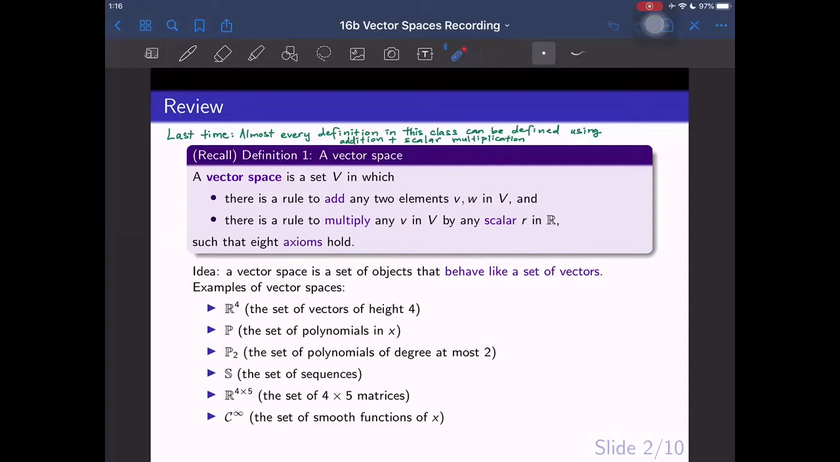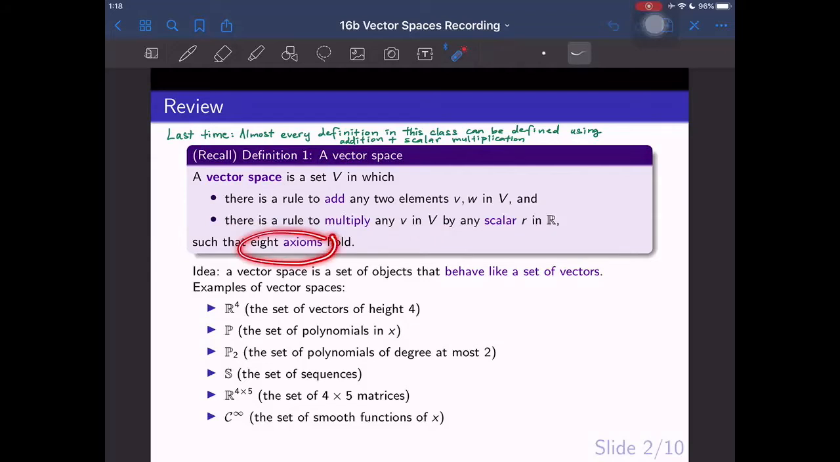The big idea is that there are other things that we can add and multiply by a number besides vectors. We can add and scalar multiply polynomials, functions, sequences, matrices, etc. This led us to generalize the notion of a set of vectors to a vector space. A vector space is a set of mathematical objects where you know how to add them, you know how to multiply by a number such that 8 axioms hold.